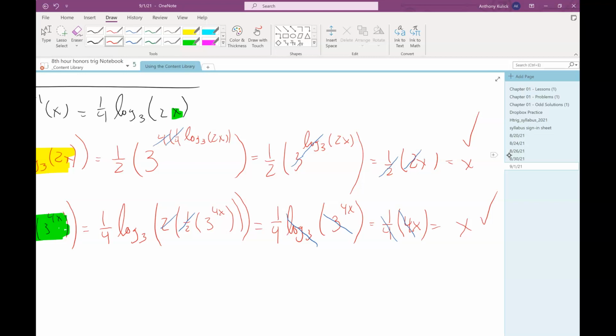Dominic. What is the base of the common log? 10. Yeah, so if we write just log with no subscript, that is the common log. That is log base 10. Yep, good question.